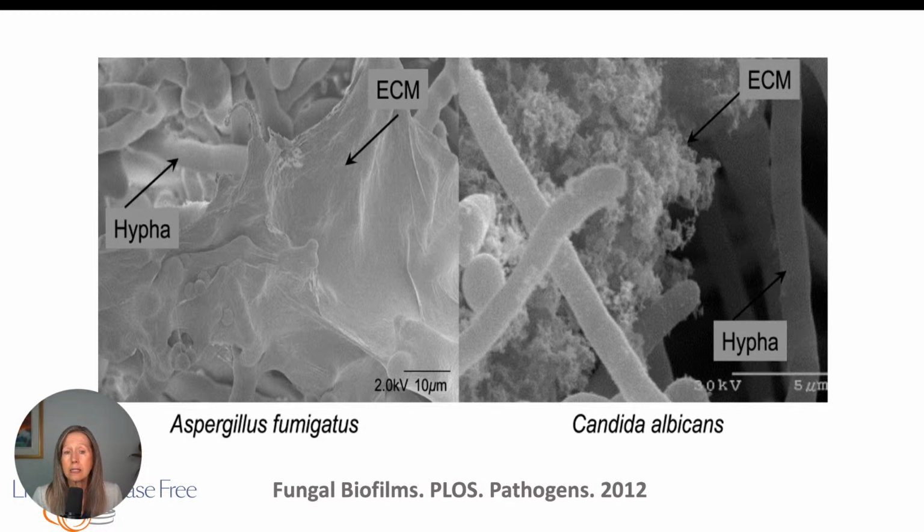On the left-hand side, that is Aspergillus. That's a type of mold, a fungus that can cause sickness in humans too. You can see the hypha, there are arrows pointing to the hypha, and the biofilm is the ECM. So that's a slime coating. The microbes will hide under this slime biofilm.